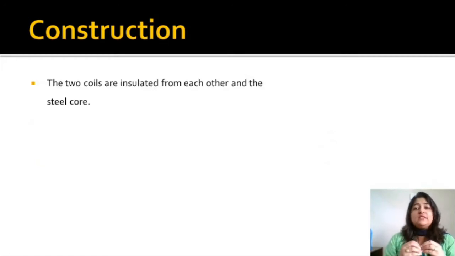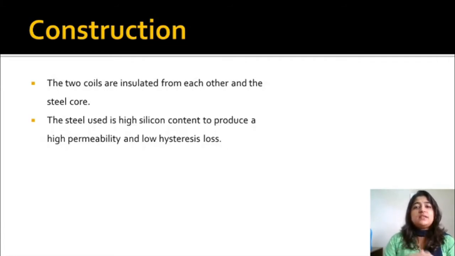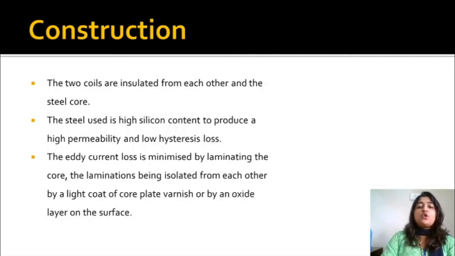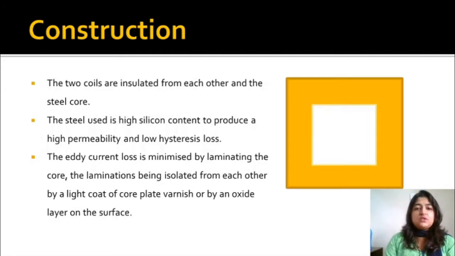Few points we must keep in mind when we talk about construction is that the two windings are always insulated from each other as well as from the core. In fact, each and every turn of the winding is insulated from each other and from the core. Of course, if it is not insulated, then it will get short circuited. The steel which is used for the core is high silicon content material, and high silicon content helps us to avoid the hysteresis loss, and laminations avoid eddy current loss.